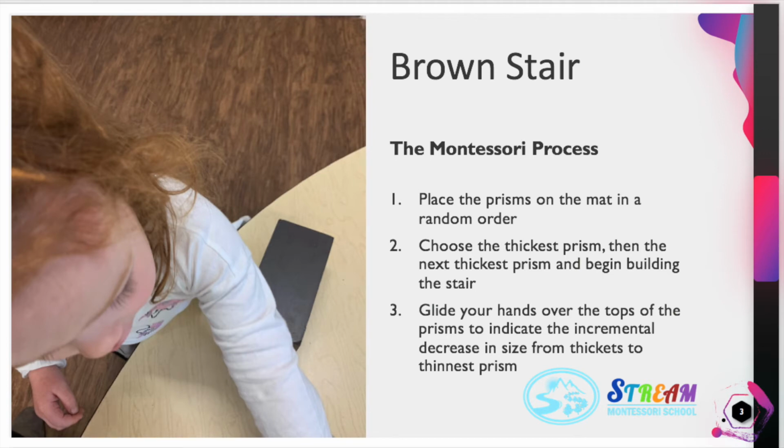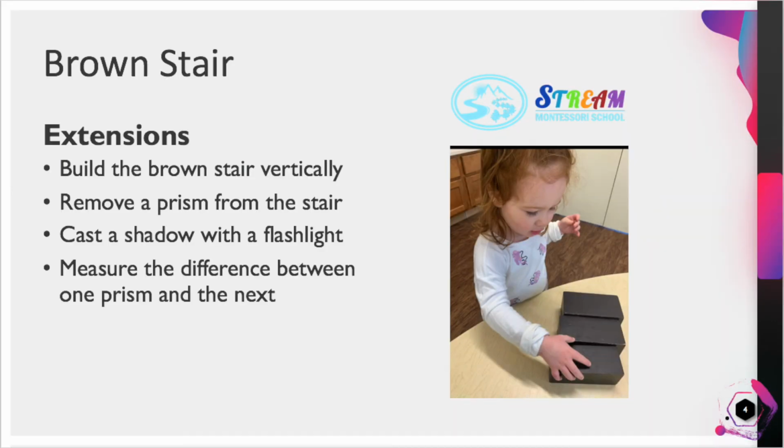Choose the thickest prism, then the next thickest prism, and begin building the stair. Glide your hands over the tops of the prisms to indicate the incremental decrease in size from thickest to thinnest prism. The brown stair is intended to help the child understand sequence and order and to experience the concepts of the natural numbers from 1 to 10, the decimal system, and the relationship between squaring and area.